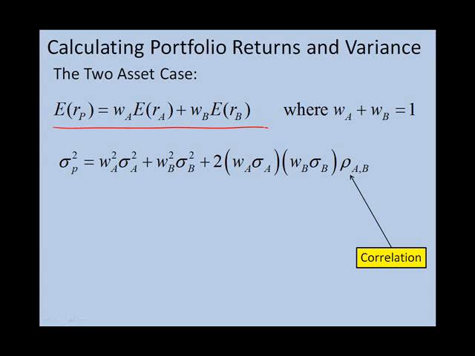Let's turn our attention to the formula for portfolio variance. We can simplify this formula, or rather rewrite it. So sigma squared P is equal to W squared A times sigma squared A plus W squared B times sigma squared B plus, well, let's gather all the terms that are similar. So 2 WA WB sigma A sigma B times rho AB. And remember that rho is the correlation between asset A and asset B.